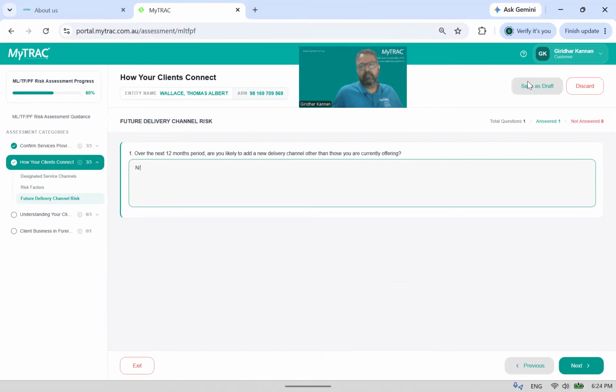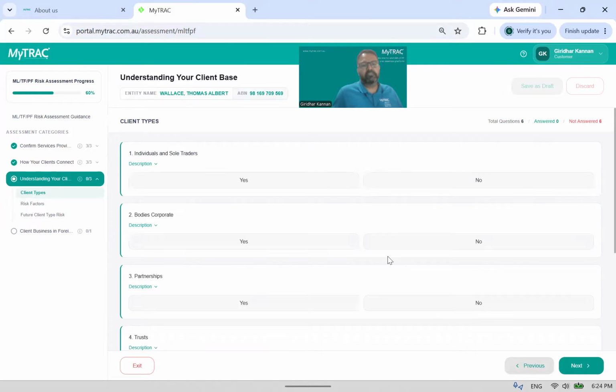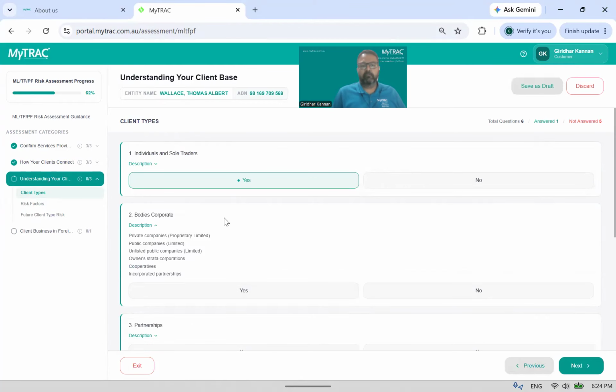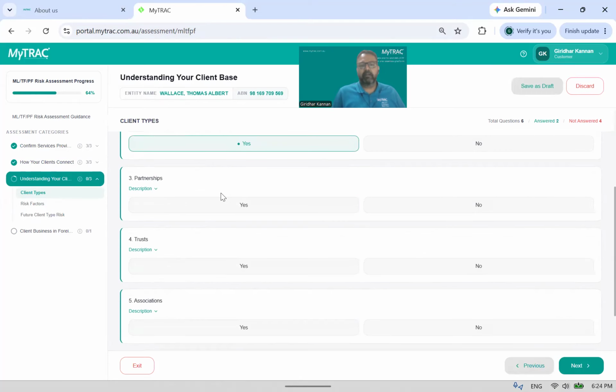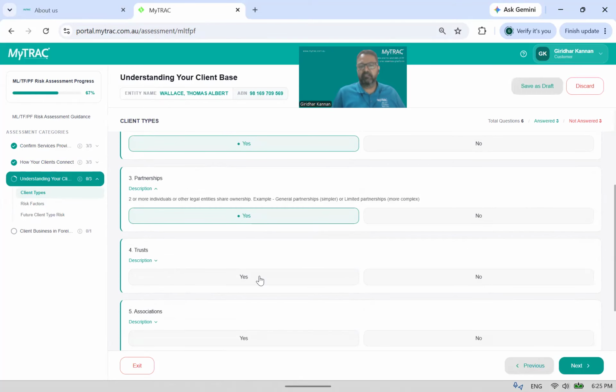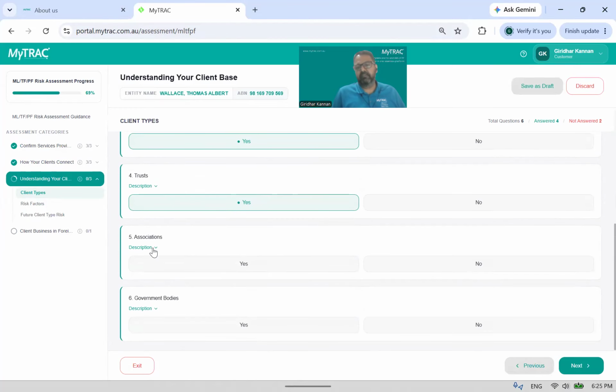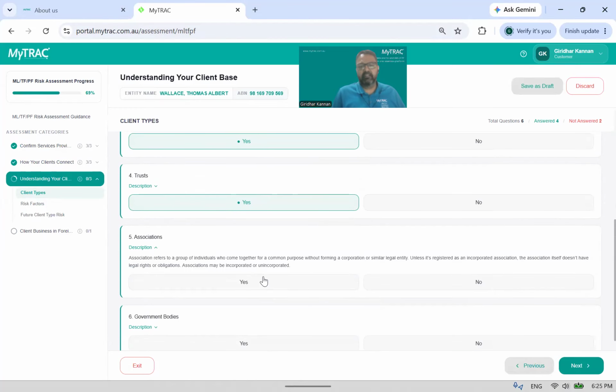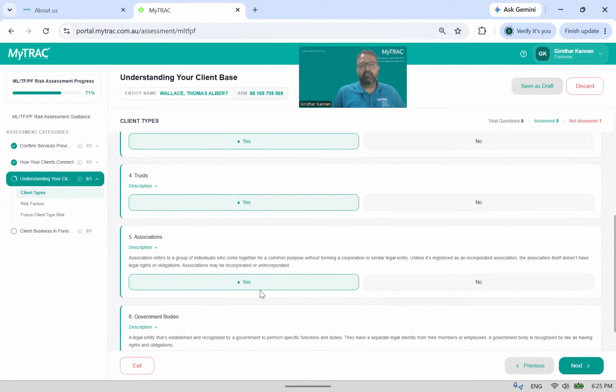I'll say what I'm doing as a progress, and then I move on to the next one, which is individuals and sole traders. So here we're talking about the different types of clients I'll deal with. Individuals and sole traders, yes. Bodies corporate are nothing but companies, different types of companies. I say yes. Partnerships, yes. Trust accounts, yes. Associations could be incorporated or unincorporated. I say yes. Government bodies can be tricky.